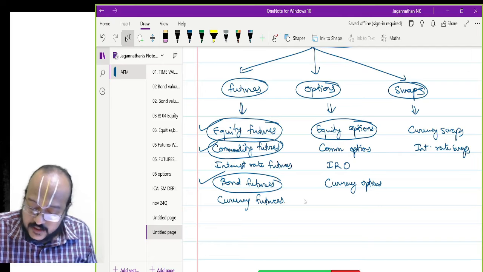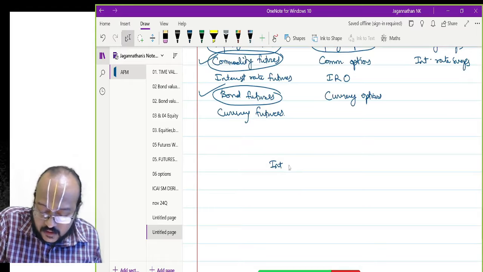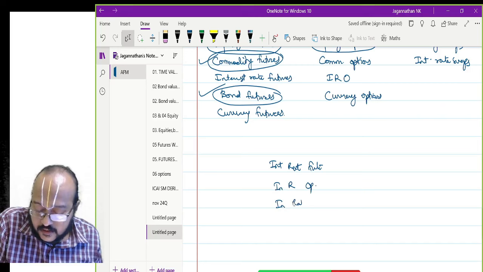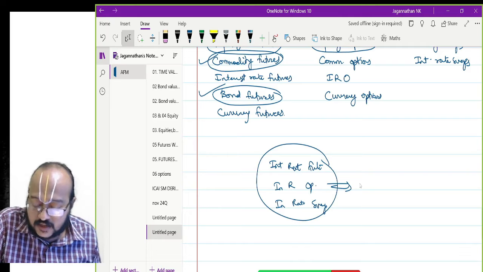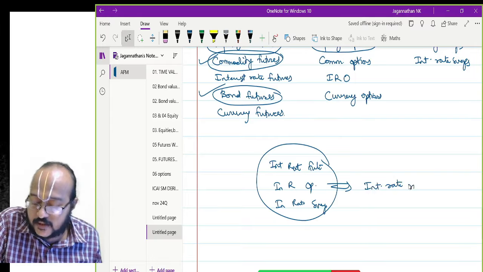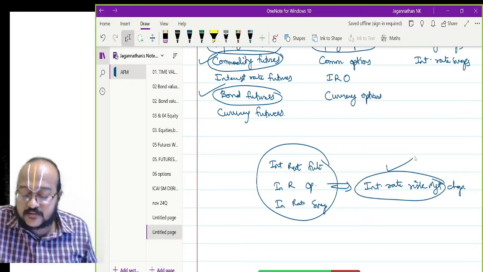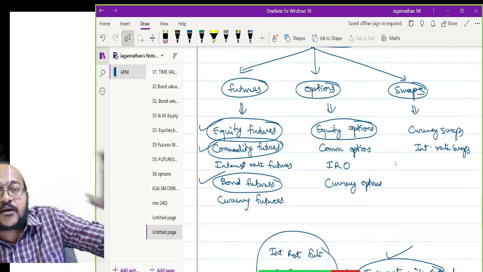Interest rate futures are there. Correct? So, interest rate futures, interest rate options, and interest rate swaps. Okay, these three are given under the interest rate risk management chapter. Got it? You can see in the material there is a separate chapter called interest rate risk management, where these three instruments are discussed.